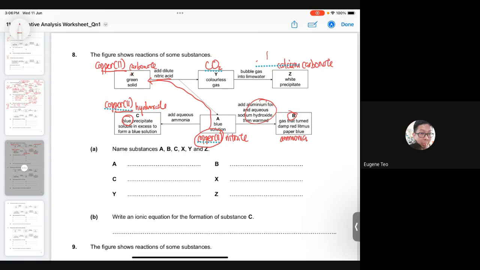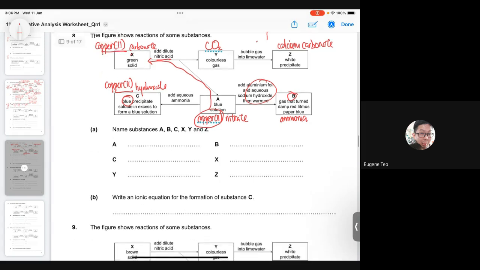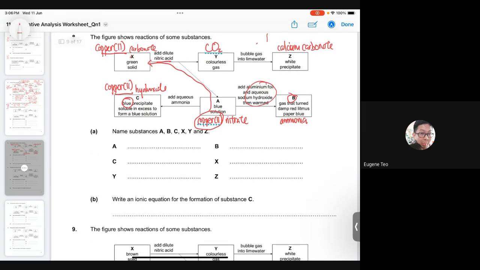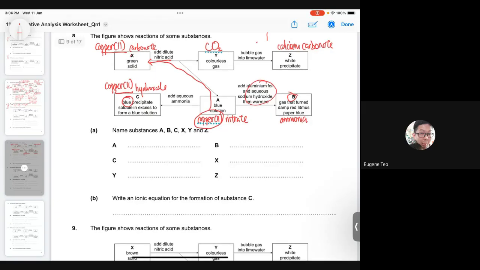Now, some of you ask, must I do X, Y, Z first, then I do A, B, C? No. You can actually do A, B, C first, then you can do X, Y, Z. So now I'm going to reverse the order a little bit when I go to question 9. Sorry, I realize I haven't done substance C yet. Let's look at this one over here.